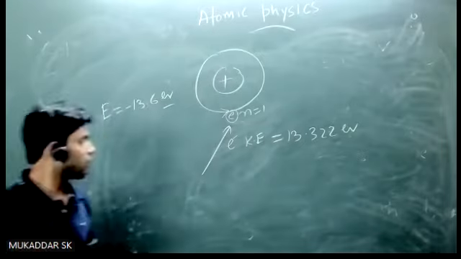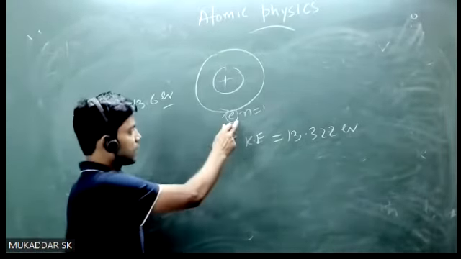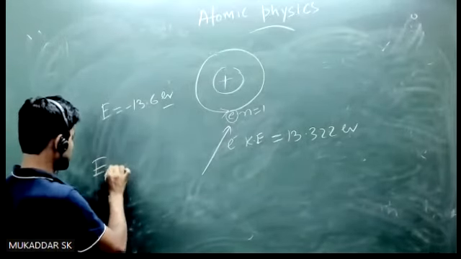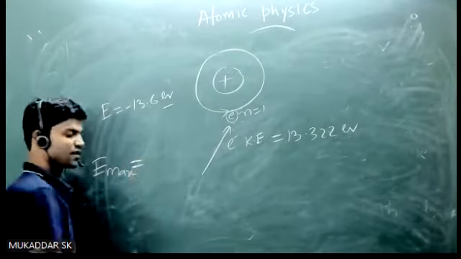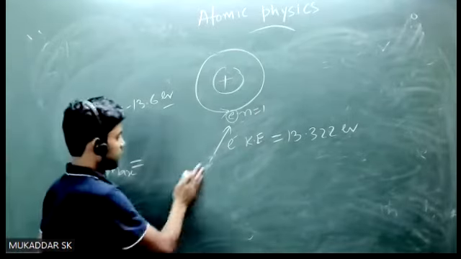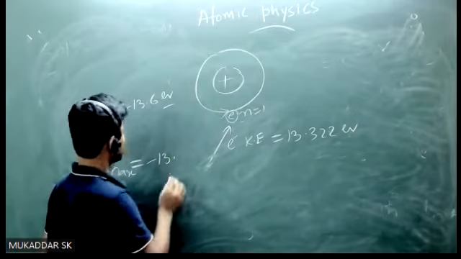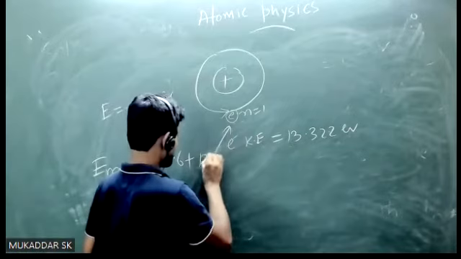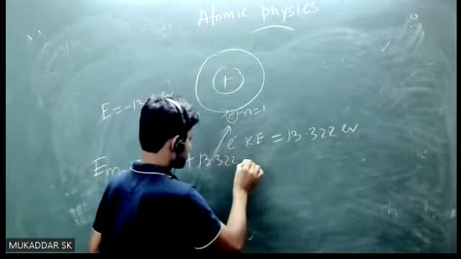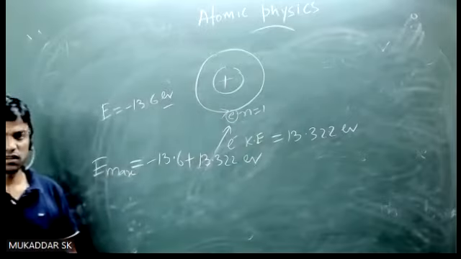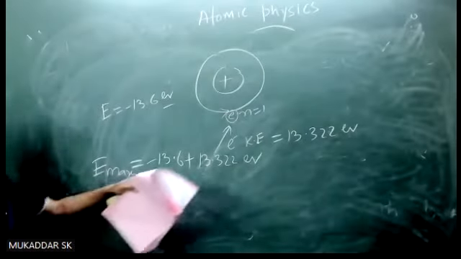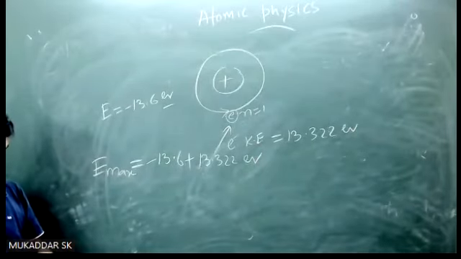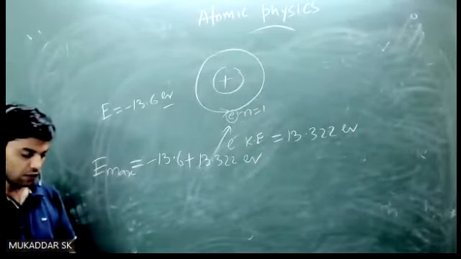Yes. So now, what is the maximum energy that the electron can have? Emax is simply the ground state energy, minus 13.6, plus this, right? Is it clear? So this is the maximum energy that this orbiting electron can have. Now can you calculate how much it will be? Anyone, can you calculate?